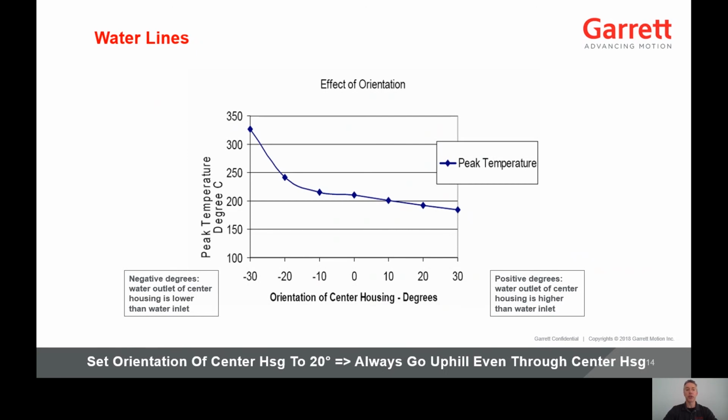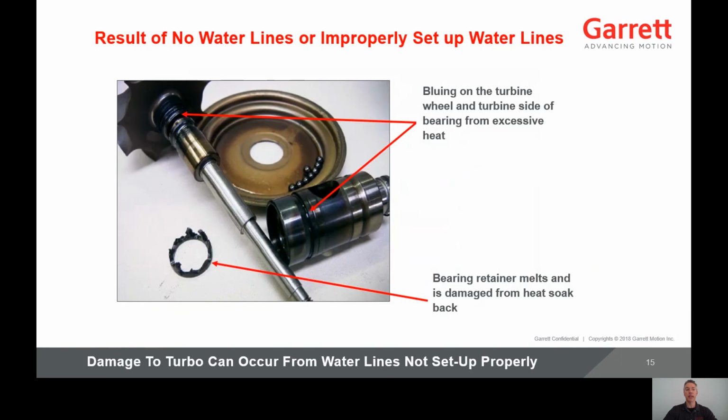20 degrees is a good target because of the peak temperature performance, and it's lower than the maximum angle of the oil drain flange of 35 degrees. Not connecting or improperly setting up water lines can result in damage to the turbocharger. Damage to the bearing can occur as well as coking on the turbine side piston ring, which can lead to oil leakage. This damage greatly reduces the durability of the turbocharger and emphasizes the importance of proper water cooling.